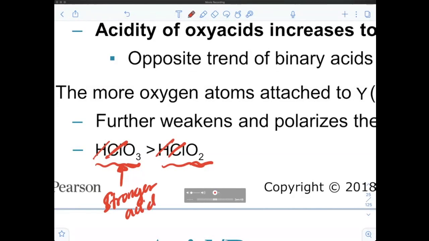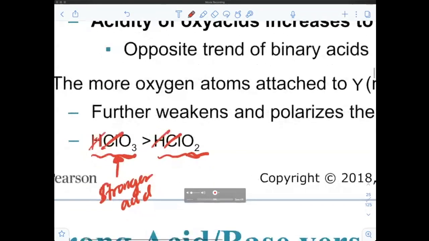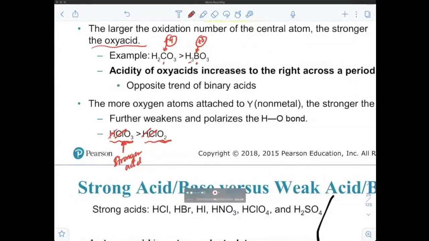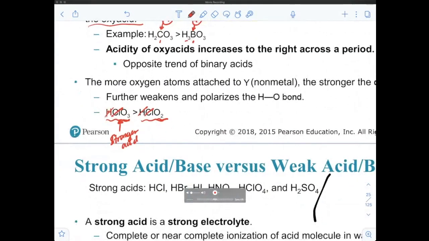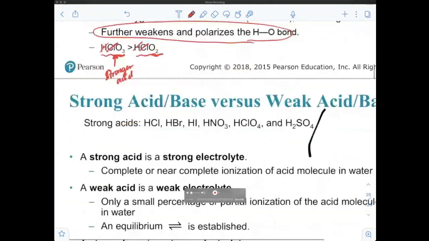Okay, that means that the bond that holds the hydrogen will be the weakest. Because even though we're trying to use a different method of comparing acidity, the bottom line is that a stronger acid has a weaker OH bond, right? This is the bottom line, the weaker OH bond.